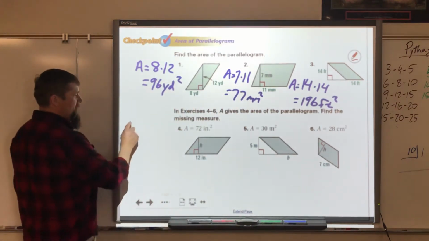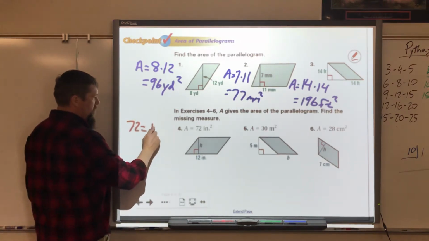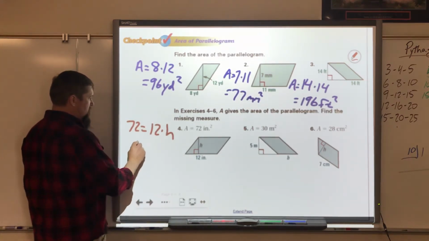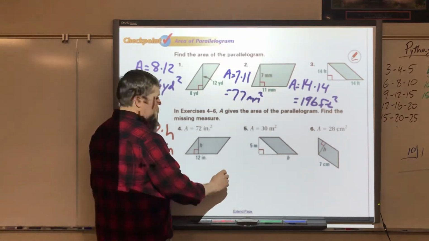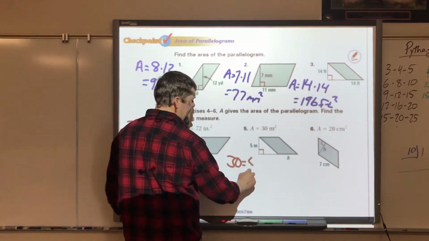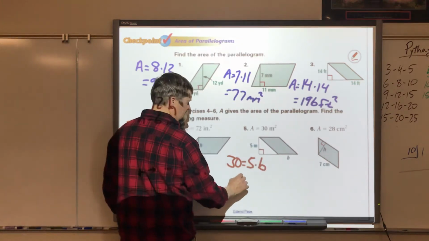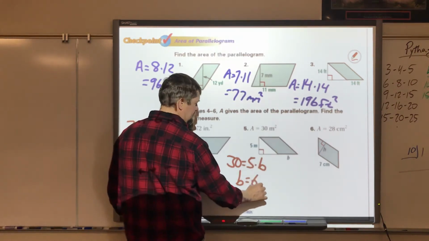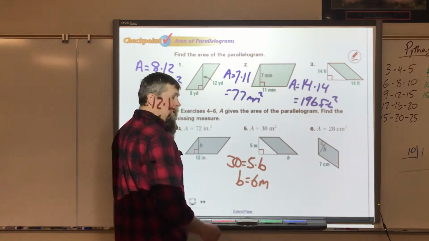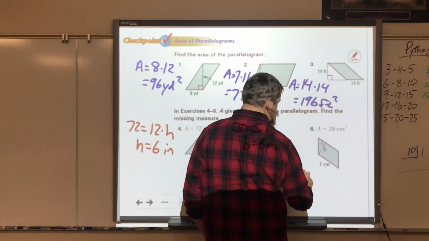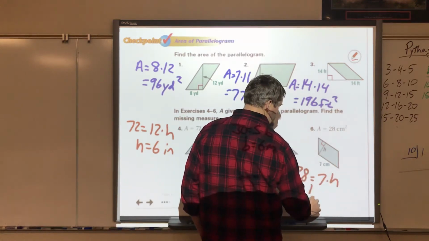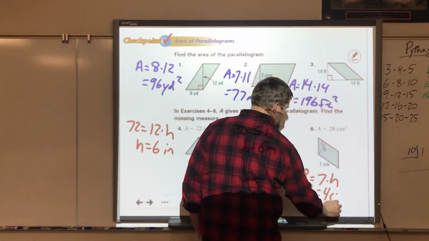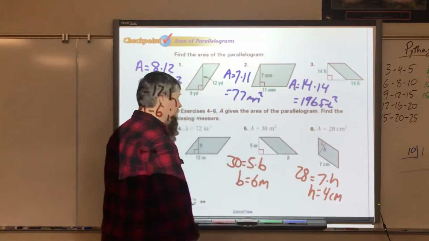This time we've got 72 is equal to 12 times H, so H is equal to 6 inches. 30 is equal to 5 times the base, so the base is 6 meters. Divide both sides by 5. 28 is equal to 7 times H, so H is equal to 4 centimeters. Hopefully you got those right.